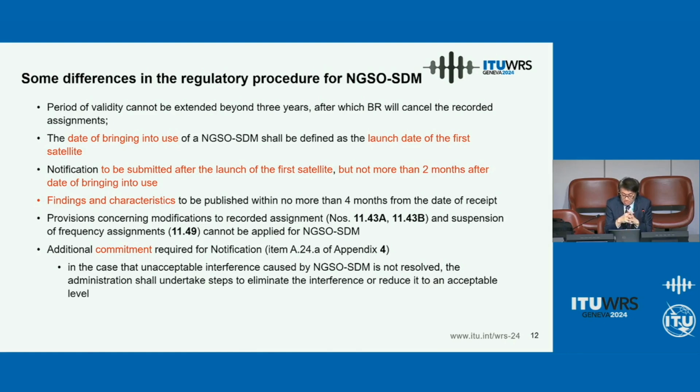So you may then ask, okay, my satellite is still operational, and after 3 years, what shall I do? Bureau is going to cancel. Well, you have to submit a new API and start the whole process again. All right. I will not go through too much details, just to say that things like modifications under 11.43A, suspension of assignments under 11.49 for frequency assignments that have been submitted under a short duration mission.